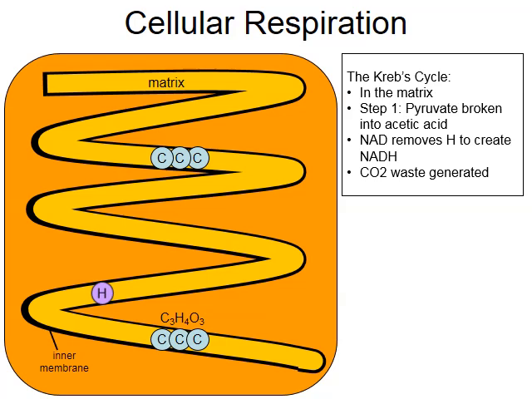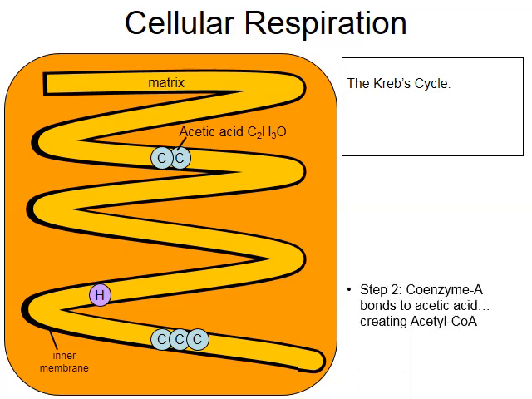There are enzymes that cause these bonds to break, and one of the carbons drifts away with 2 oxygens in the form of carbon dioxide. That leaves behind acetic acid. The 3-carbon pyruvate was broken into a 2-carbon acetic acid. One of the carbons exited as carbon dioxide. Well, now what happens with the acetic acid?